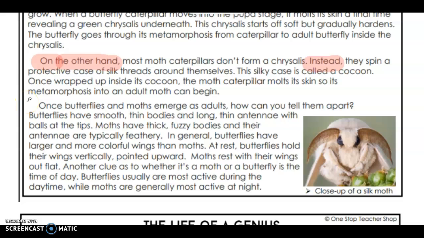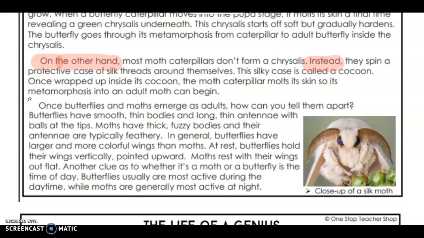Butterflies have smooth, thin bodies and long, thin antennas with balls at the tips. Moths have thick, fuzzy bodies with their antennae and are typically feathery. In general, butterflies have larger and more colorful wings than moths. At rest, butterflies hold their wings vertically, pointed up. Moths rest their wings out flat.